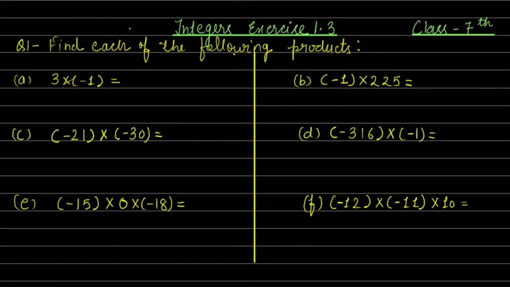Okay. So the first question is 3 into minus 1. So the product we know is how much? 3. Now 1 minus sign, odd number, so it will give you a negative integer. B part is minus 1 into 225. So the product is 225, because if you multiply any number by 1, you get the same number. Again, it will be minus 225 because we have only one negative sign.